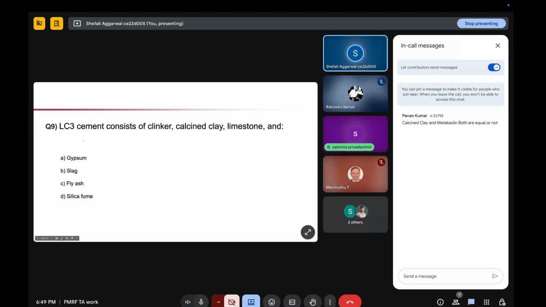LC3 cement consists of clinker, calcined clay, limestone and, gypsum, slag, fly ash, or silica fume. What is the additional thing we are adding in A? Correct. So gypsum is the additional gypsum we will add in the LC3 system, which will stabilize the ettringite.